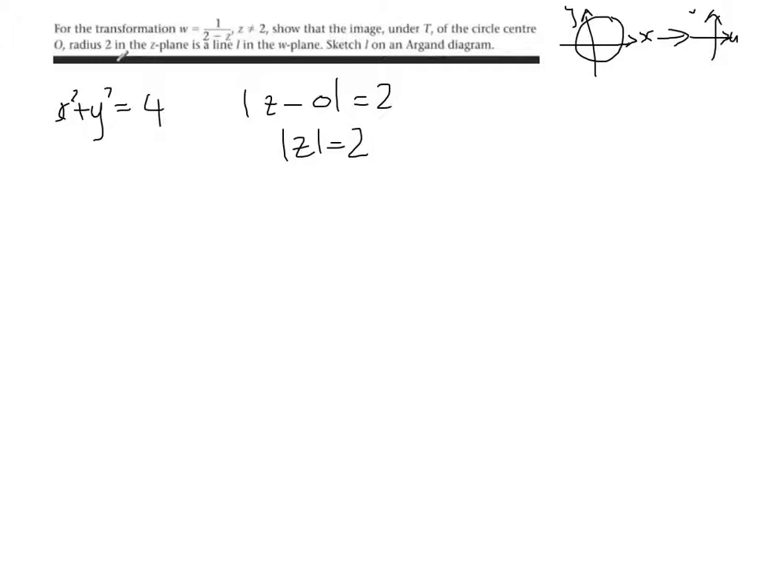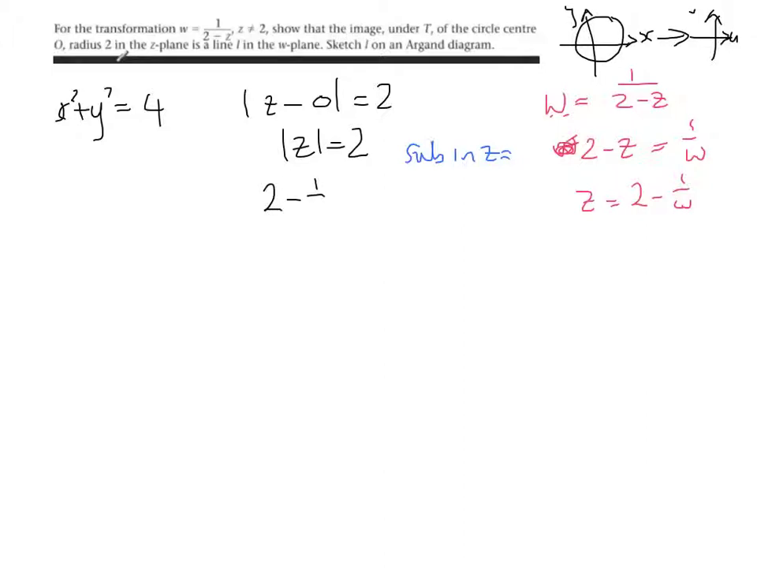Okay, so we're going to sub in z equals. Now this requires a bit of work. Let's do our work. w is 1 over 2 minus z. Notice I'm crossing my z's so that they don't get muddled up with 2's, because 2's look like z's. So 2 minus z equals 1 over w, so z equals 2 minus 1 over w. Okay, that's the work done. Can sub that in now: modulus of 2 minus 1 over w equals 2.